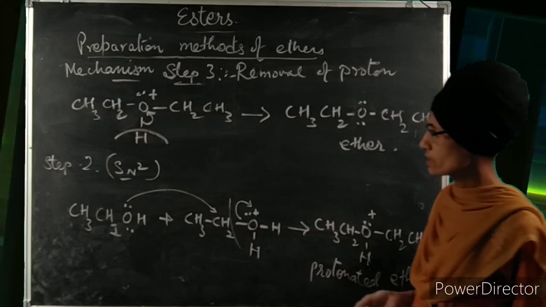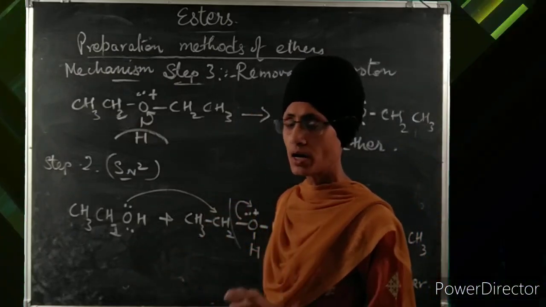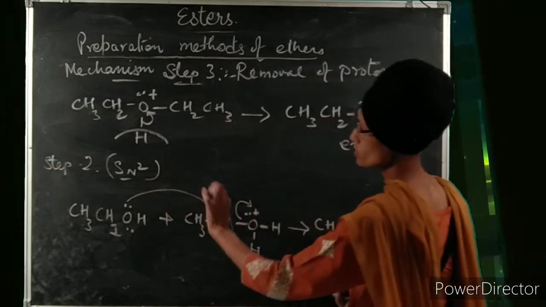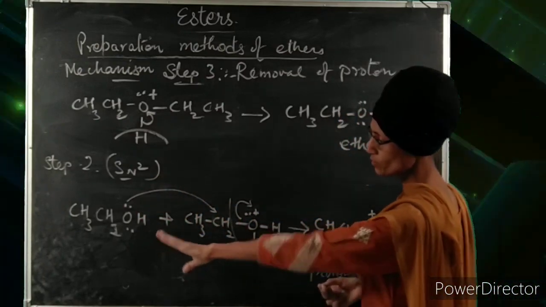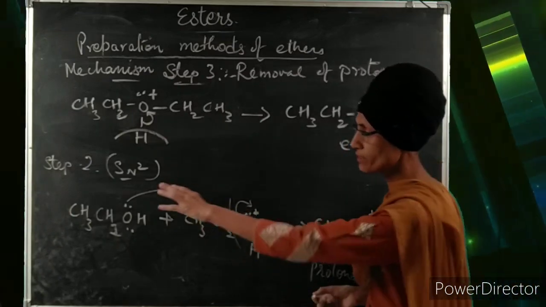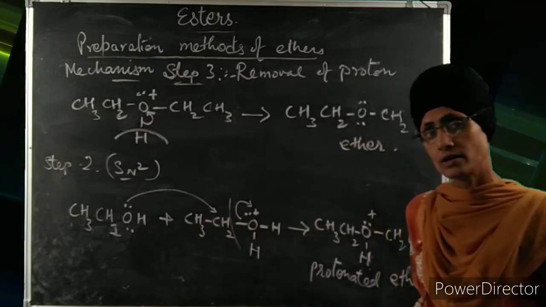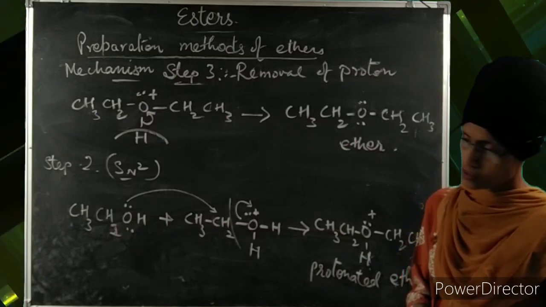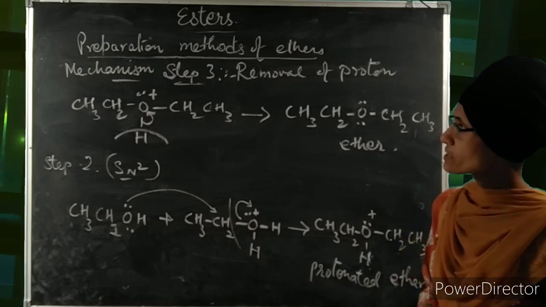However, you see that in all these steps we have taken 1 degree alcohol. If we take 2 degree alcohol or 3 degree alcohol, then step 2 does not follow SN2 mechanism, because in case of 2 degree or 3 degree alcohols there will be steric hindrance. Then step 2 will follow SN1 mechanism due to formation of a stabler carbocation. So now let us discuss the second mechanism, that is Williamson synthesis.